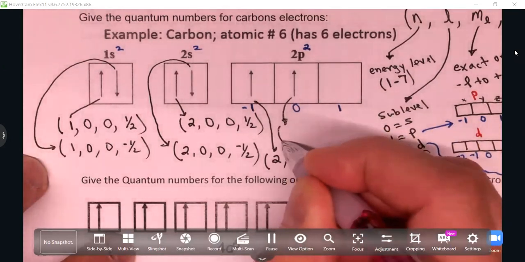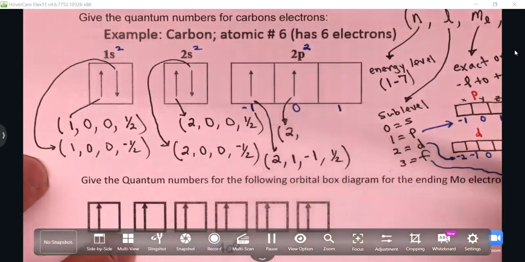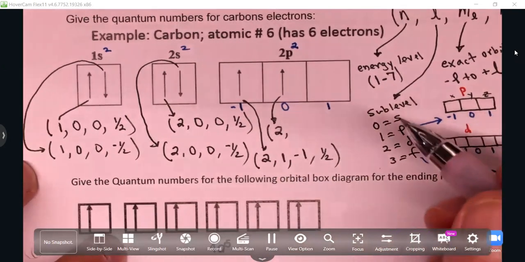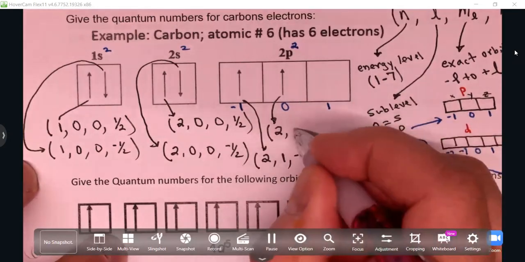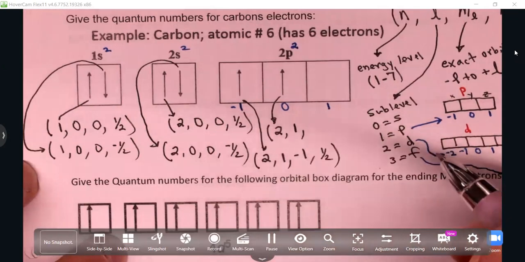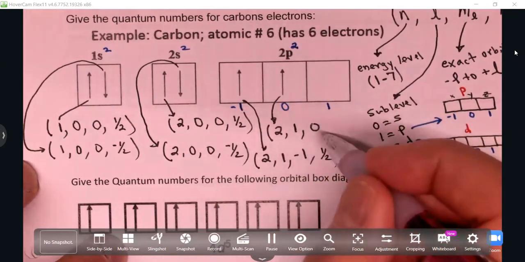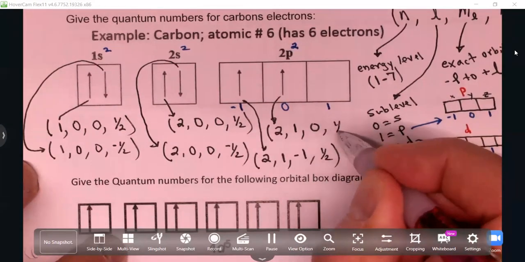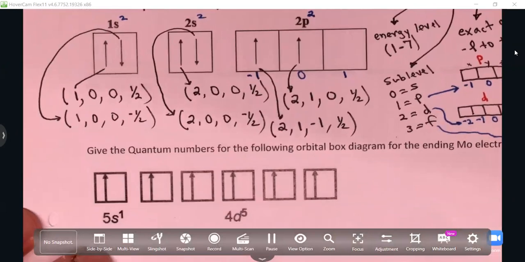Then this electron, energy level 2. Second number is 0 for S, 1 for P, 1 for P. The exact orbital it's in is a 0. And the spin is 1. Quantum numbers are clicking.